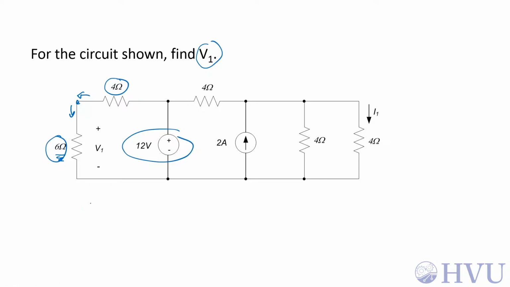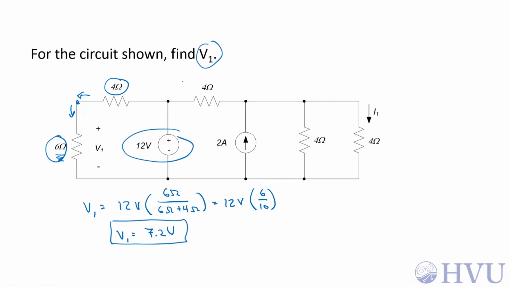So, using a voltage divider, V1 is the total voltage, 12 volts, times this resistance, 6 ohms, over the sum of the two resistances, 6 ohms plus 4 ohms. This is 12 volts times 6 over 10. So V1 is equal to 12 times 6 is 72 divided by 10 is 7.2 volts.